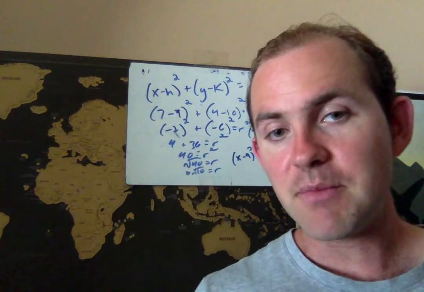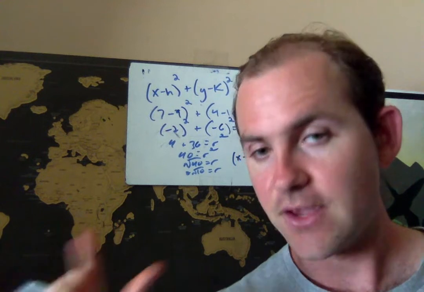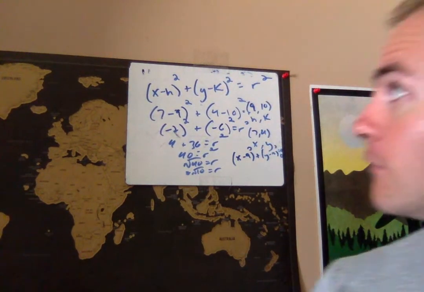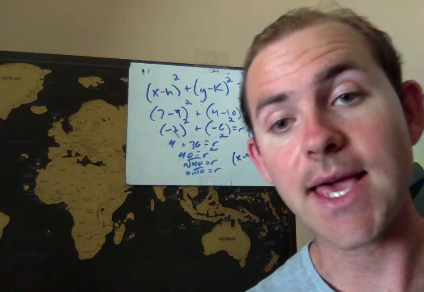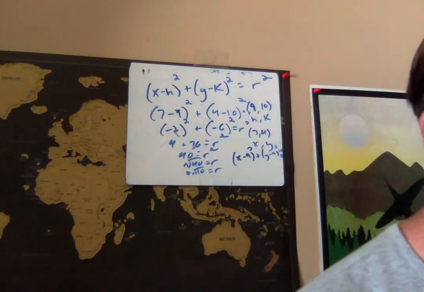So, for the 2 or 3 problems on your homework that require you to do this, all you got to do is take your center, your h comma k, and plug them in for h and k in the original equation, and find out what r squared is, and you can write your equation pretty easily.